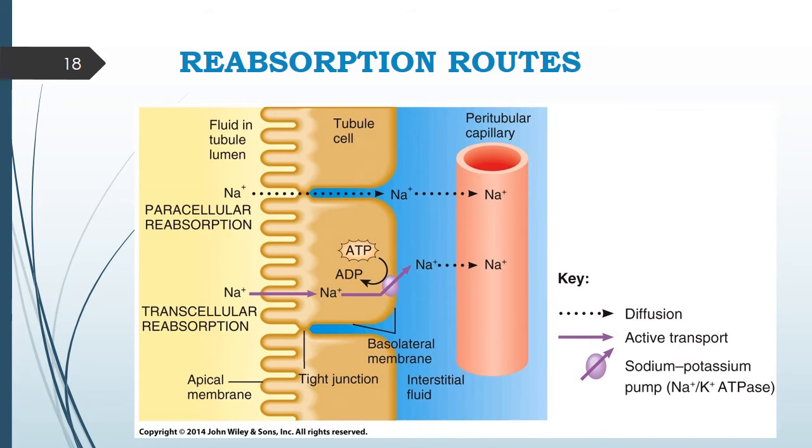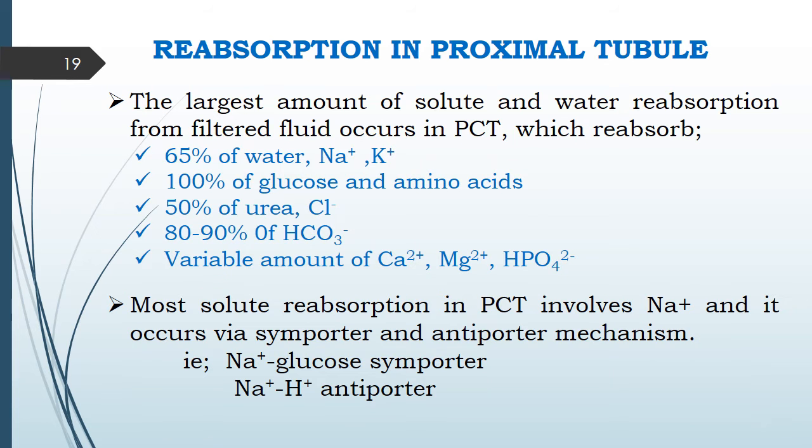In the paracellular reabsorption process, substances move between the tubule cells, through the tight junctions between the tubule cells. Now, reabsorption in the proximal convoluted tubule. The largest amount of solute and water reabsorption from the filtered fluid occurs in the proximal convoluted tubule.